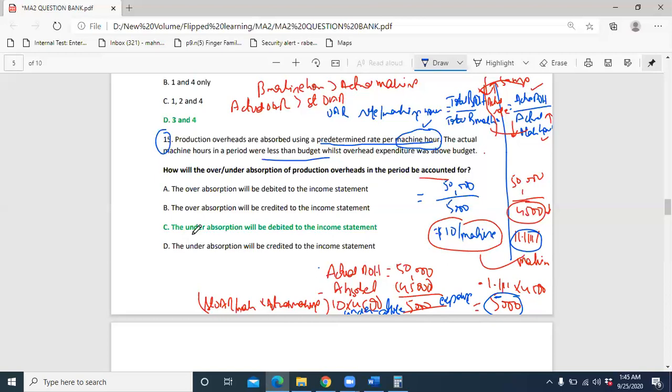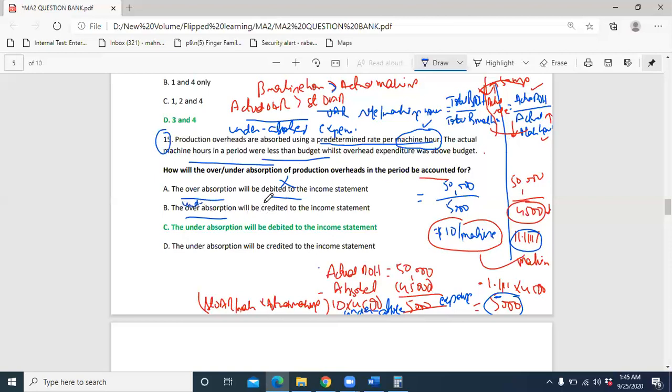This situation will arise when budgeted machine hours are more and actual machine hours are less: actual OAR would be more than standard OAR, and the situation will lead to under-absorbed overhead. I took a hypothetical value and actually proved that this situation leads to under-absorbed overhead, and under-absorbed is your expense. Would that lead to over-absorbed and debited to the income statement? No, over-absorbed is an income, it's never debited, it's always credited. Will this situation, where actual machine hours are less than the budget, lead to over-absorption? No, it would lead to under-absorption.